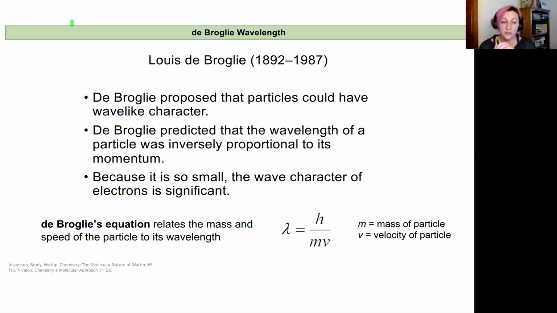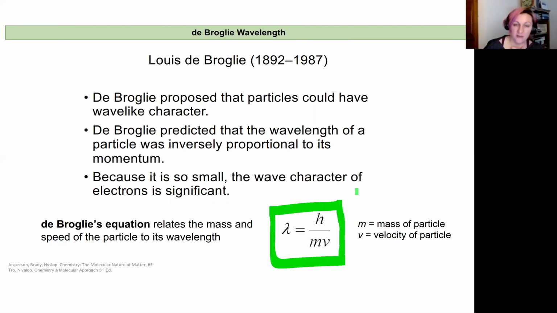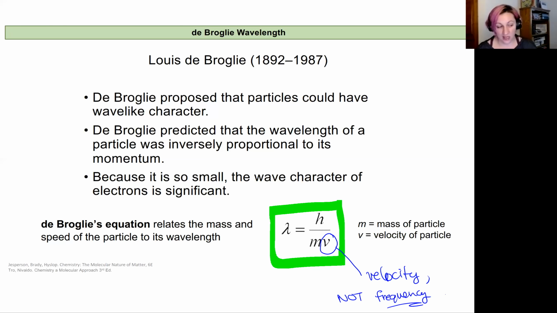So de Broglie was able to develop an equation that relates mass and the speed of a particle to its wavelength. And we get wavelength is equal to Planck's constant divided by mass times velocity. And I know the fonts that I use and that a lot of programs use have velocity and frequency look very similar. And so this one here is velocity, not frequency. So there's that. Be careful.